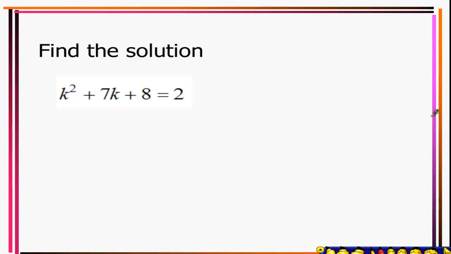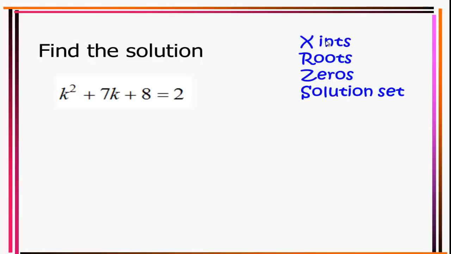Alright, so far we have learned how to find the solution of a given quadratic equation using factoring. Now remember, whenever we find the solution set of a quadratic equation, it means that we are looking for the x-intercepts, roots, zeros. They mean the same thing. Okay? So let's have one more example. We are going to find the solution set of this quadratic equation, and we are going to use factoring.